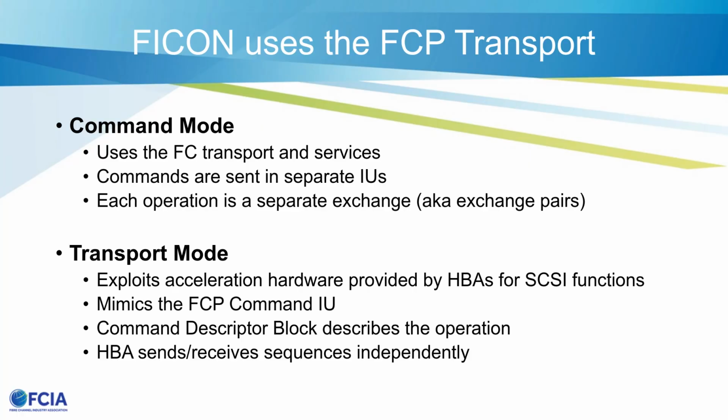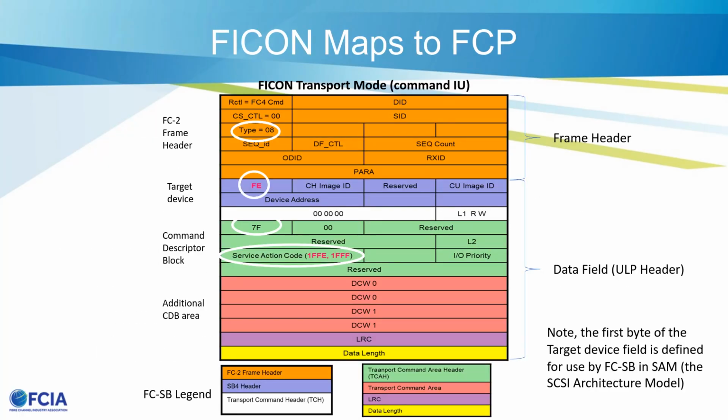Later on, transport mode was invented to improve upon the efficiency, and it exploits that hardware engine that we've been talking about for the SCSI functions. So it mimics an FCP command IU, and therefore the operations are contained within a single exchange. As mentioned in SCSI, FICON also uses a command descriptor block that describes the operation. However, what we'll see here next is exactly the pieces that we need for the FCP transport engine to be able to leverage the accelerators.